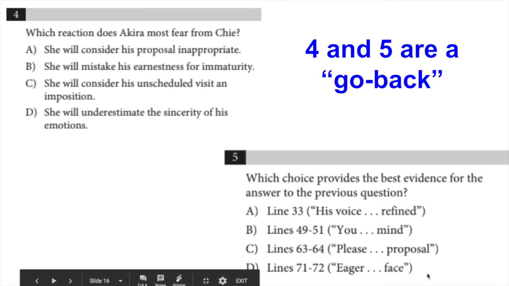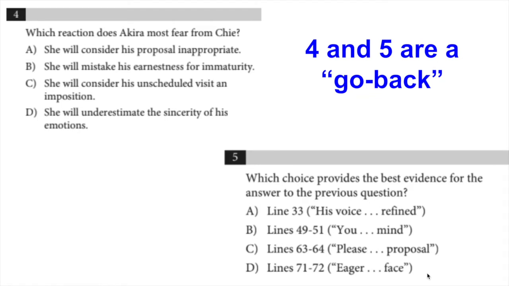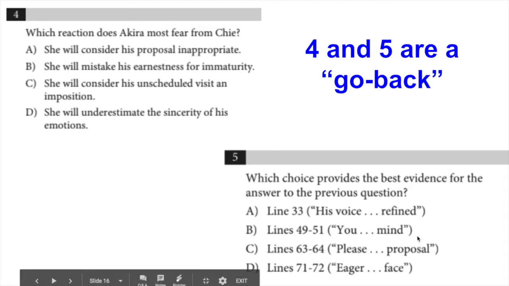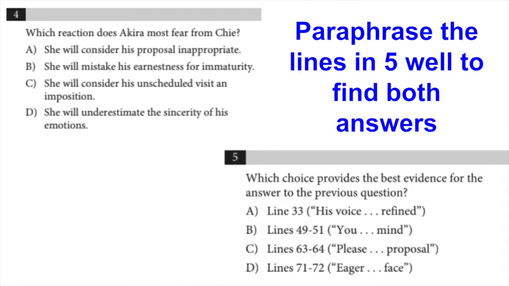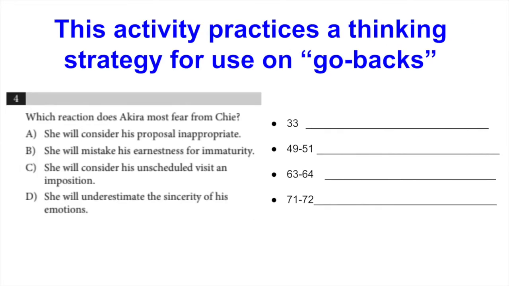Now imagine doing that exact same activity with those lines. If you jot down a quick paraphrase for each line, and then you hold them up next to question 4, you should see something of a match. The answer from question 4 that matches up with the paraphrase from question 5 should give you an answer for both questions.